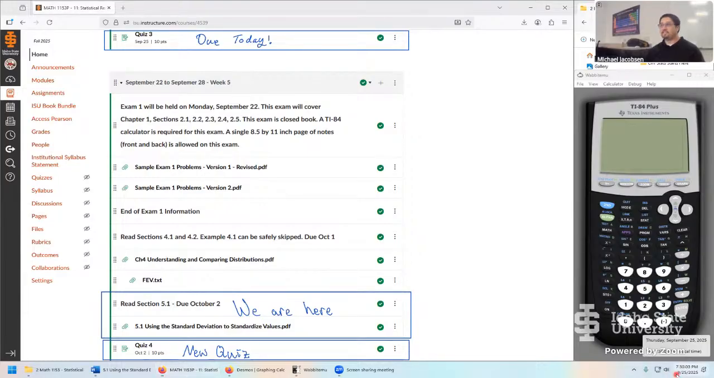Well, welcome back, folks. For today's class, we pretty much see what we're going to be doing next, going down to section 5.1 to start us off.